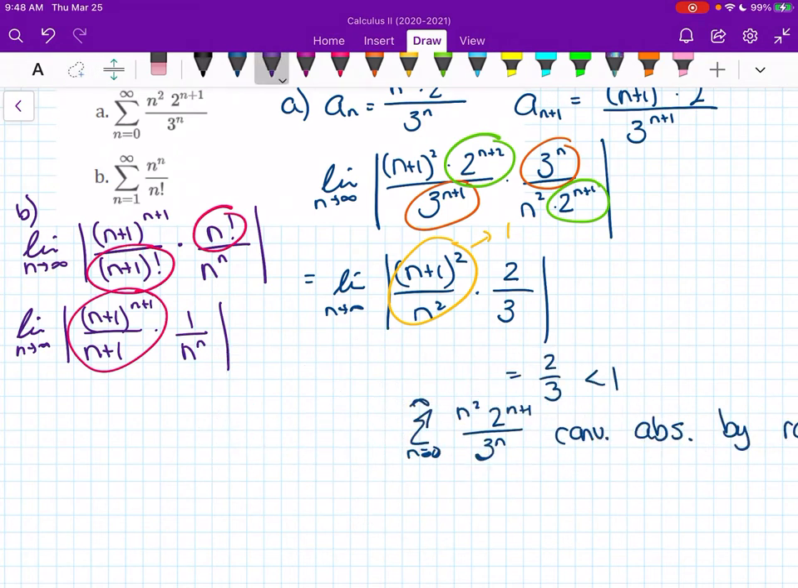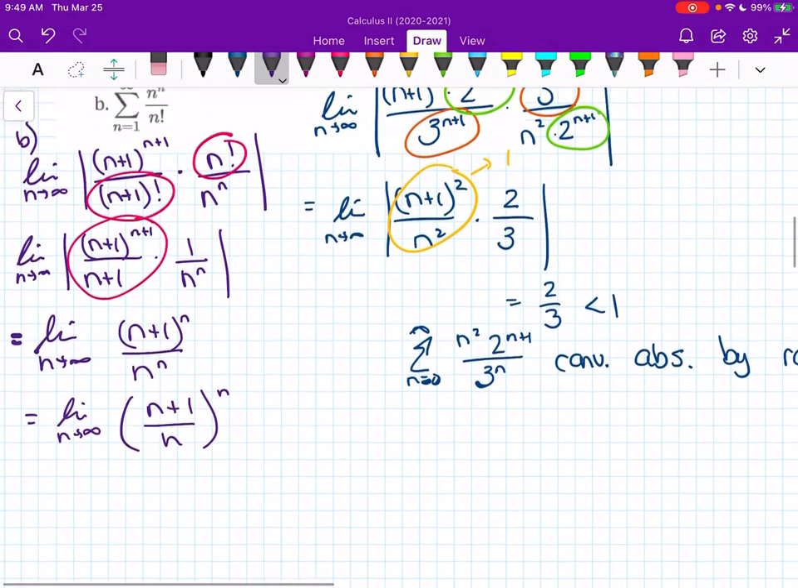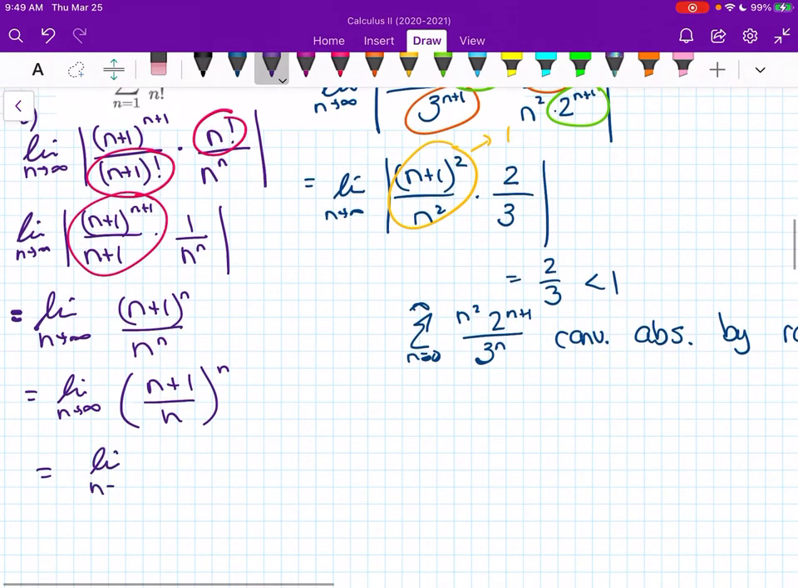Okay, great. So now I have the limit as n goes to infinity of n plus 1 to the n, since I'm canceling one of them, over n to the n. And I don't need my absolute value anymore because n is always positive. And so then if I put all of this in parentheses to the power of n, I get n plus 1 over n all to the power of n. And then I can divide both of those terms on the numerator by n, so I get 1 plus 1 over n, all to the power of n.